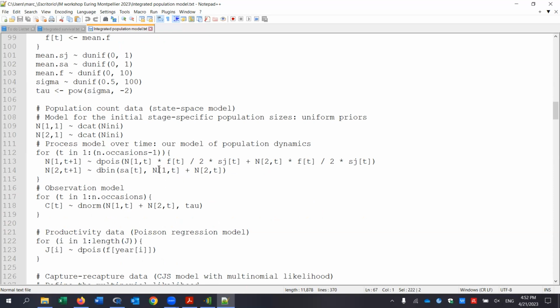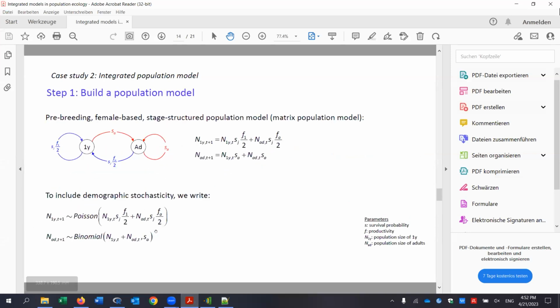The core part of the state-based model for the count data is our population model. So the process model of the state-based model is our population model. Basically we have these expressions here. N is our matrix for the population size. It has two age classes, so therefore 1 and 2, and it goes over time. The age class 1 in year t plus 1 is generated from a Poisson distribution because we wanted to include demographic stochasticity. And then the expected value is just this expression that corresponds to our population model, basically this equation here that we write in.